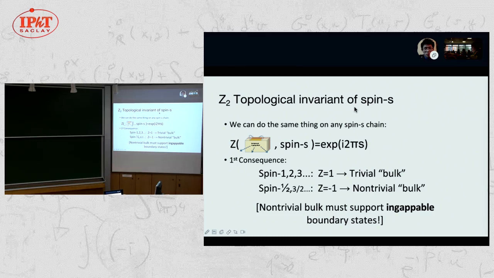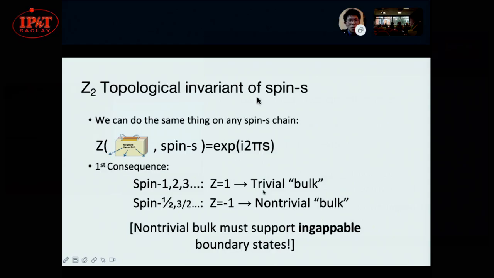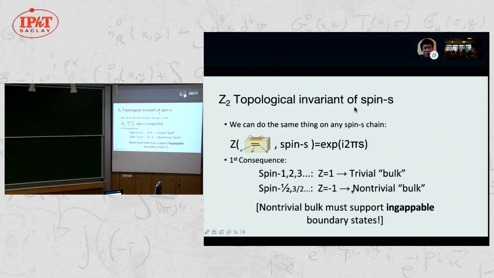So I should start from here. For the half integer spin, this response partition function is minus one. So it means that all the half integer spin have a non-trivial bulk. And we know that non-trivial invertible field theories must support some ingappable boundary states. In other words, their boundary states cannot have a unique ground state if we preserve the symmetries.